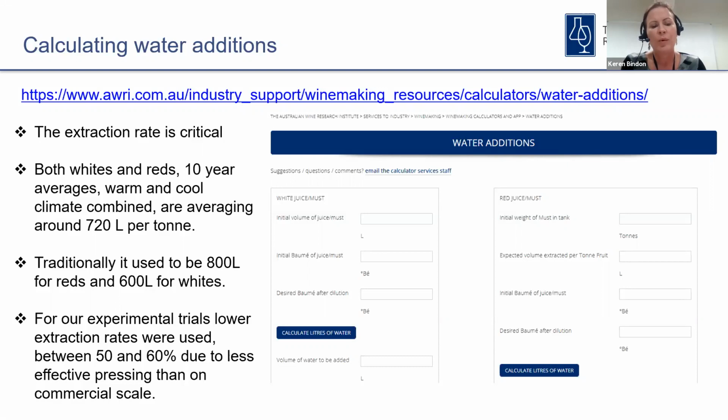In some of our work, we looked at much lower extraction rates because we have not as effective pressing in our experimental winery. So in some cases, we didn't quite meet the target alcohols that we were expecting to. But these water addition calculators at the AWRI are very simple and easy to use, but it's that extraction rate that one needs to know. And the more accurate that is, the more accurately one can meet those target Baumes and final alcohols.